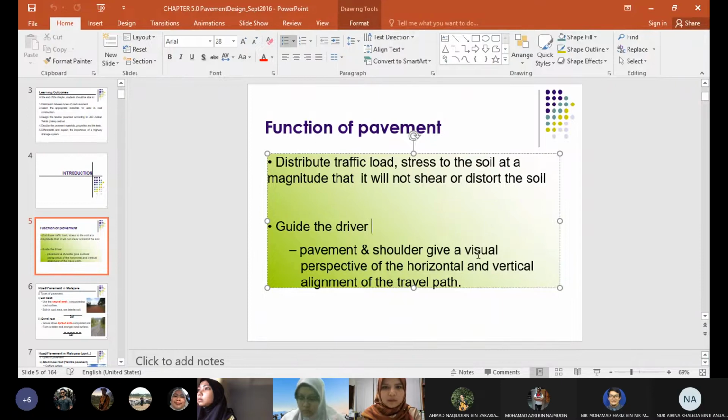Okay, and both that would give visual perspective of the horizontal and vertical alignment of the travel path. So you tahulah lebar jalan tu. Okay, the pavement itself akan kita tahu sama ada dia adalah jalan yang berbentang bengkok ke ataupun jalan yang berbukit.